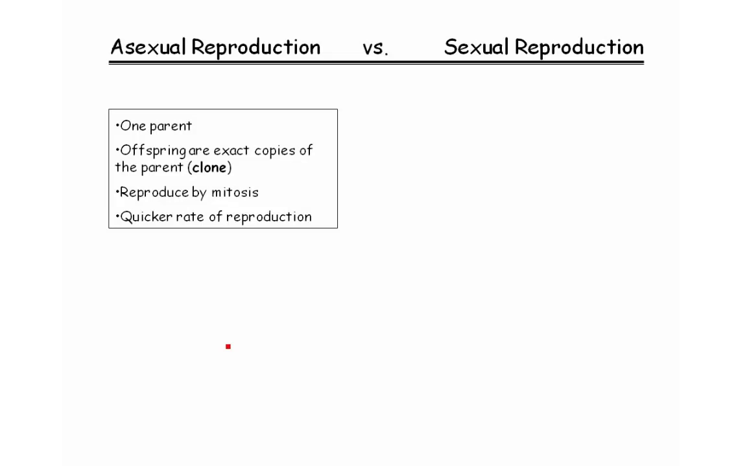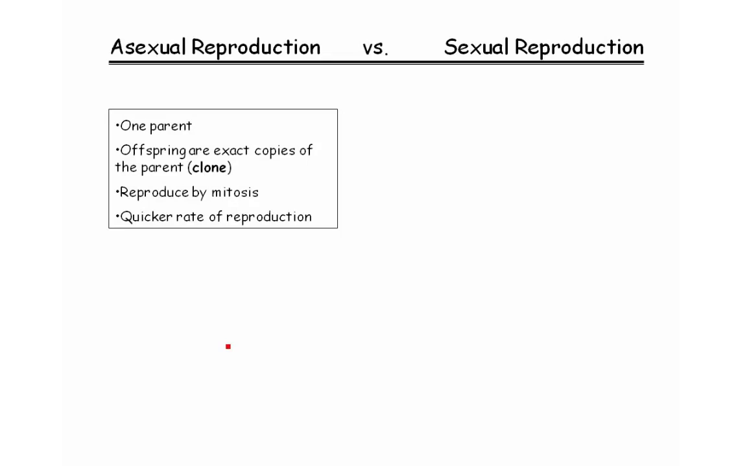So a clone is genetically identical to another individual. The way that we get clones is by mitosis. Keep in mind that mitosis produced daughter cells that were identical to each other and that were also identical to the parent cell that they came from. Now, overall, that is going to be a quicker rate of reproduction than the sexual reproduction is going to be.